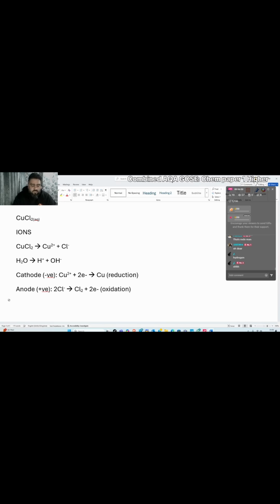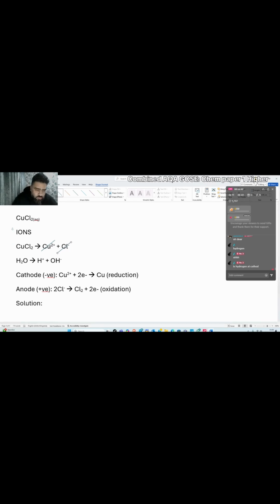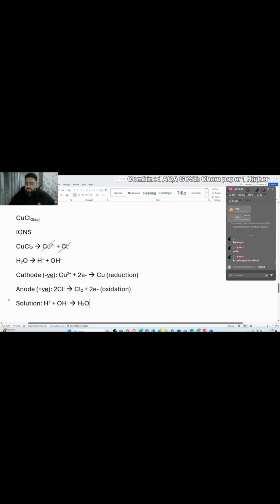And finally, we need to look at the solution. So cancel out what we've used. We used up the copper, and we used up the chlorine. Yes, we did. And so what do we have? We have H+ and OH-. It makes H2O. So our pH would be 7. It would be neutral. Hydrogen is not at the cathode. Why? Because copper is less reactive than hydrogen.